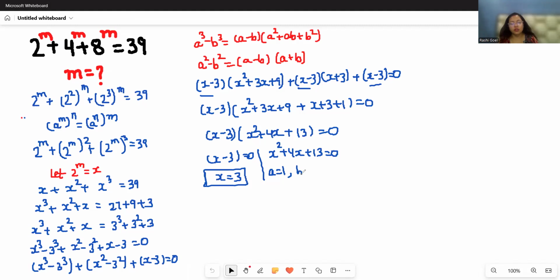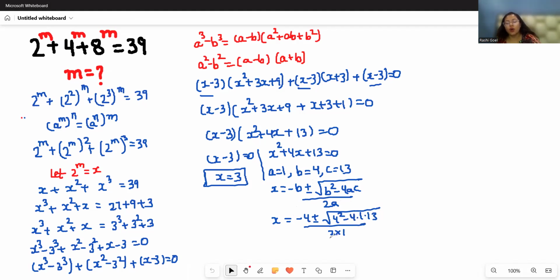So here a is equal to 1, b is equal to 4, and c is 13. So the quadratic formula is minus b plus minus root of b square minus 4ac, by 2a. So x equal minus 4 plus minus under root 4 square minus 4 times 1 times 13, by 2 times 1. So x equal minus 4 plus minus, this gives a negative discriminant, negative root, so no real solution. So we will reject this case here. So x is equal to 3.